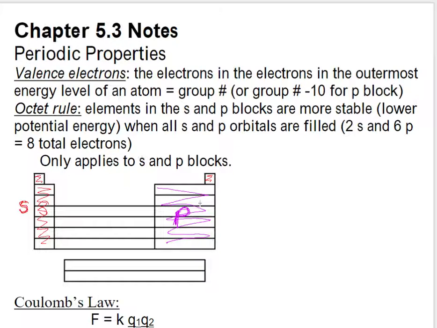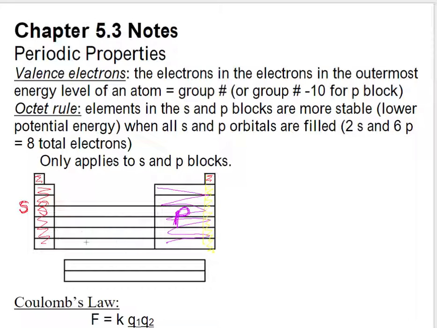When all of these orbitals are filled, it has lower energy, and the ones that have a full octet are going to be these noble gases right here. So this little section, group 18, these have completely filled S and P orbitals, so they are more stable, they're lower in energy, and all the other elements in the S and the P block want to be like the noble gases. That's why they're noble. They're the snooty gases.